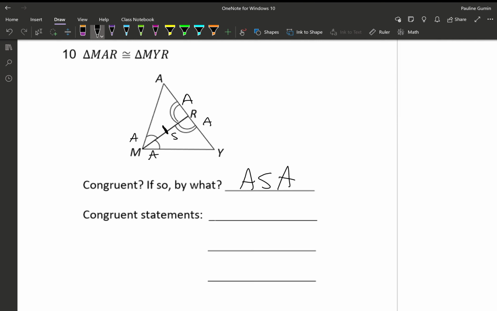Let's write it down. I'm going to begin with a single arc because that's what I feel like doing. The one on top, I'm going to call it angle AMR. Remember, very carefully, make sure the angle you're referencing has a letter in the middle. Next, I'm going to name the one on the bottom angle YMR. Next, I'm going to write down the side that's in the middle of them. MR is congruent to MR because of the reflexive property.